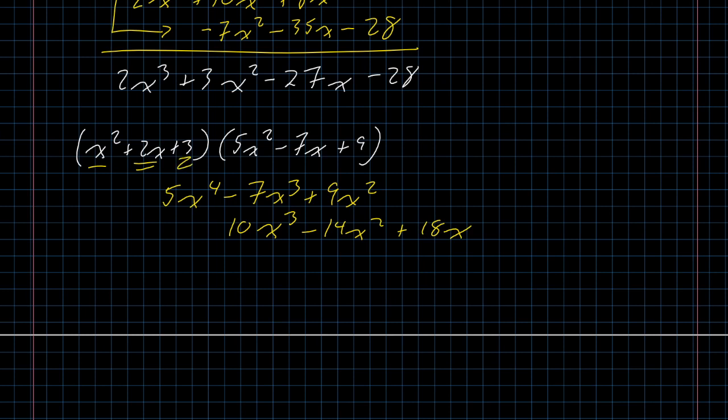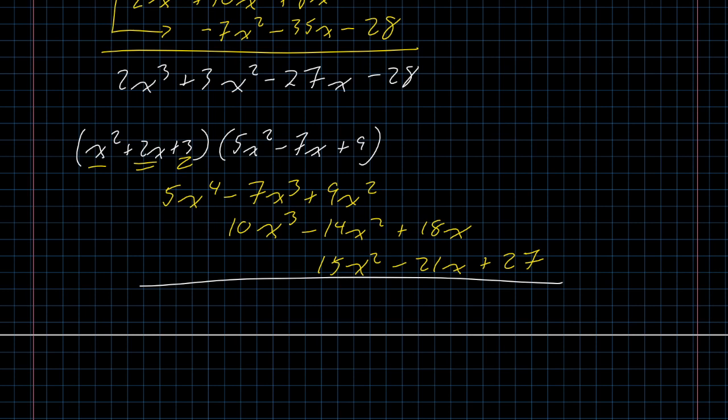Then my next term, which is this 3, move in one more space. 3 times 5x squared is 15x squared. 3 times minus 7x is minus 21x, and 3 times 9 is 27. Add all 3 of these rows together.